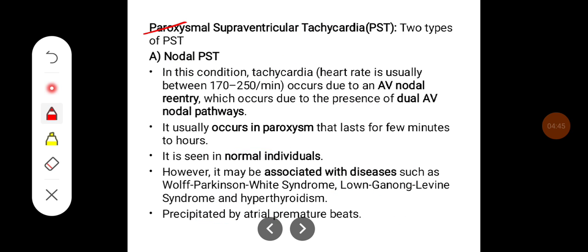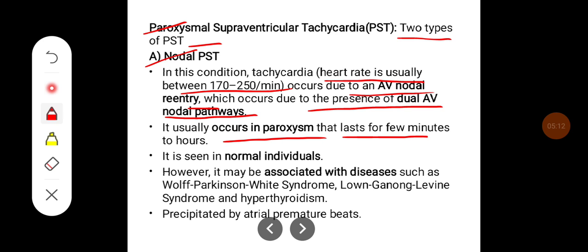Paroxysmal supraventricular tachycardia, PST, can be of two types, that is nodal PST. In this condition, the heart rate is usually between 170 to 250 beats per minute. It occurs due to an AV nodal re-entry, which occurs due to the presence of dual AV nodal pathways. It usually occurs in paroxysms that last for a few minutes to hours. It is seen in normal individuals. However, it may be associated with diseases such as Wolff-Parkinson-White syndrome, Lown-Ganong-Levine syndrome, and hyperthyroidism. It is precipitated by atrial premature beats.